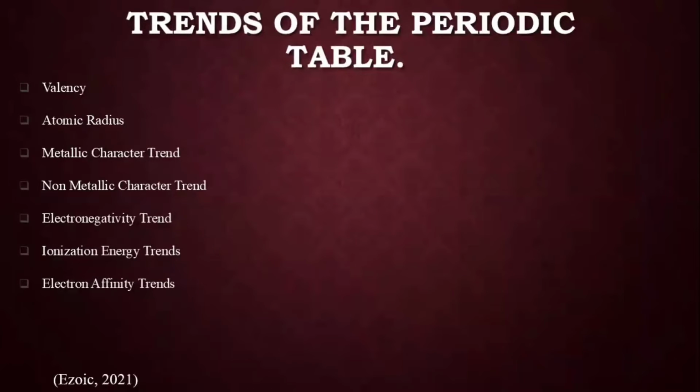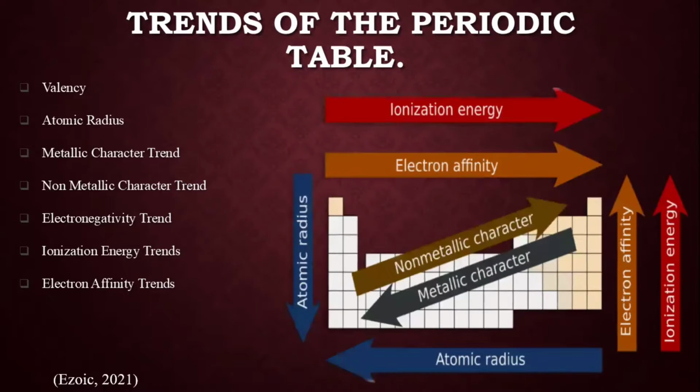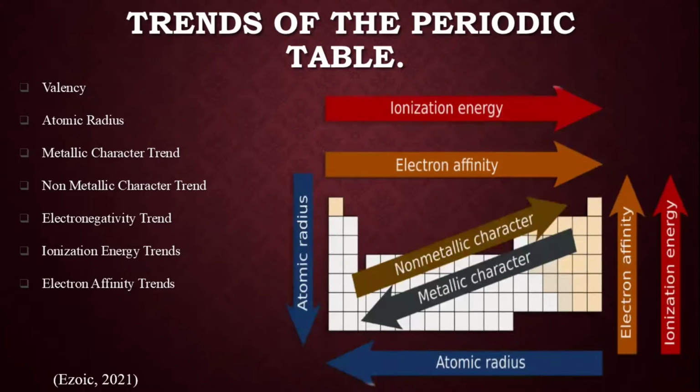Now we will look at the trends of the periodic table. They are considered to have 7 types of trends. These include 1. Valency, 2. Atomic radius, 3. Metallic character trend, 4. Non-metallic character trend, 5. Electronegativity trend, 6. Ionization energy trend, and 7. Electron affinity trend. So you may wonder what periodic trends are. Well, they are considered to be the change in the properties of elements down the group from top to bottom and across the periods from left to right in the periodic table.